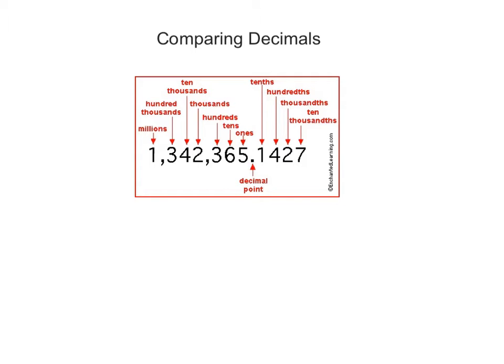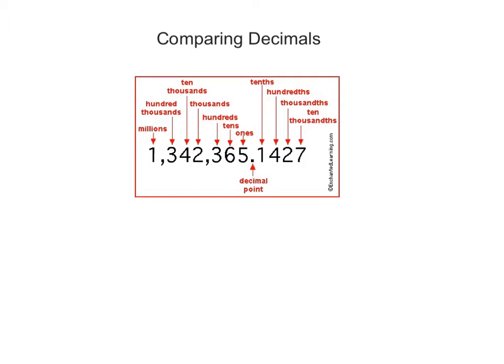Now notice that the first place value to the left of the decimal point is the ones place. And then following that is the tens place, and then the hundreds place, and then the thousands place, and the 10,000s place. So let me ask you a question.